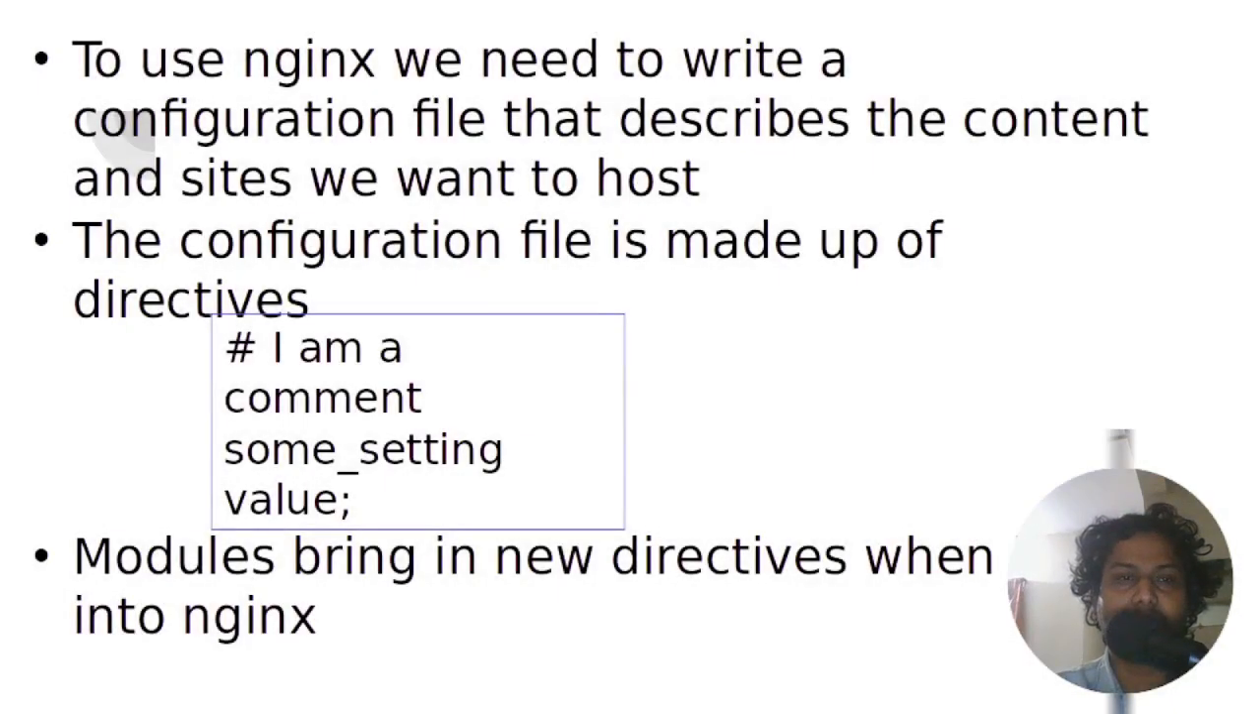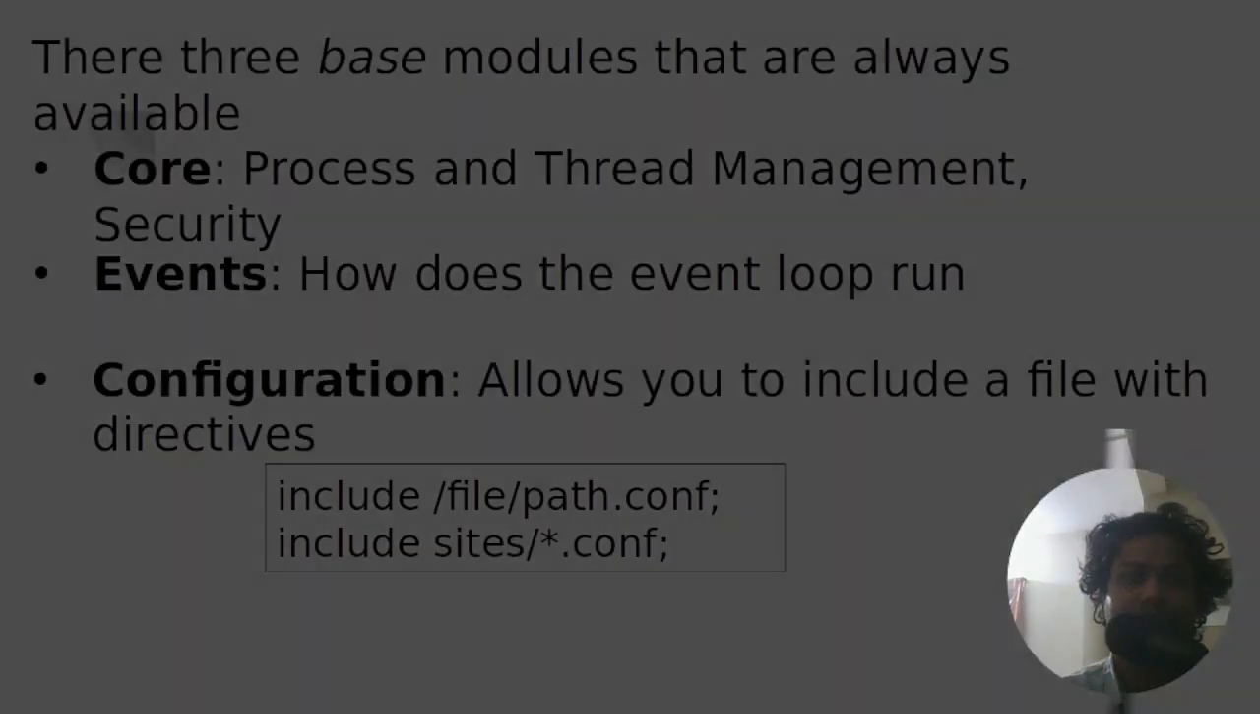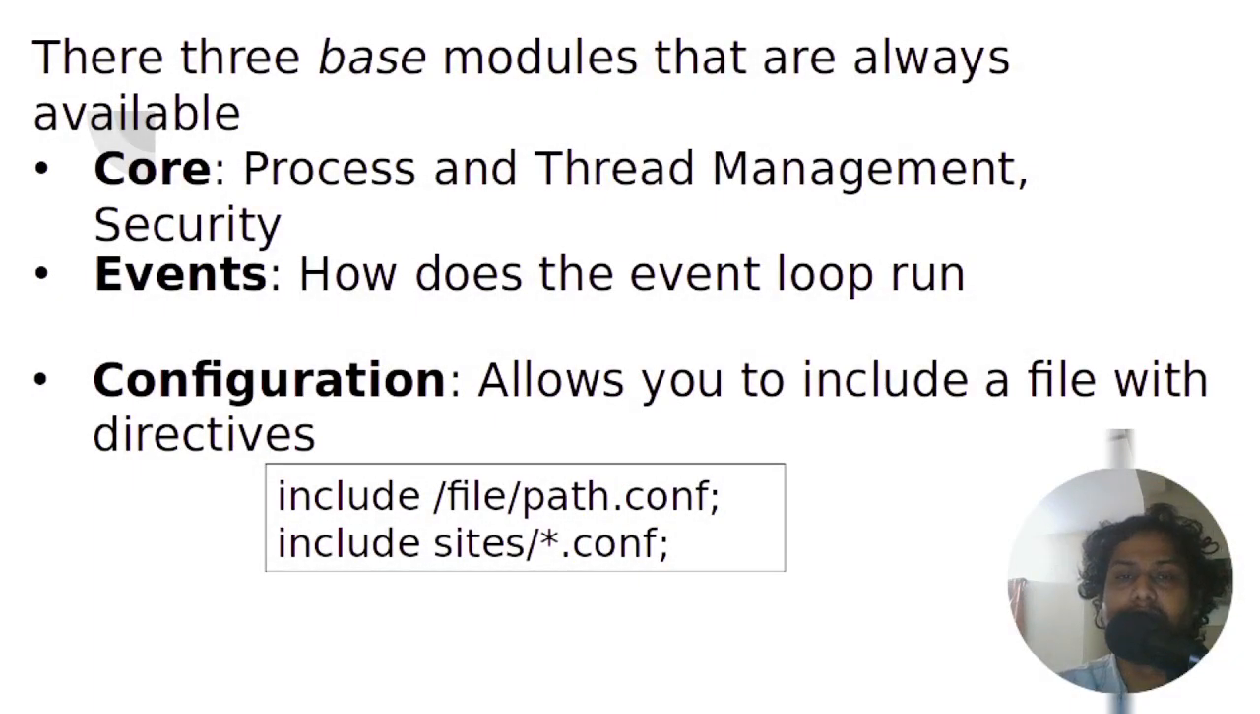To use Nginx, we need to write a configuration file that describes the content and sites we want to host. The configuration file is made up of directives, that means some values, and comments. Modules bring in new directives when linked into Nginx. Okay, there are 3 base modules that are always available, like the core module, event module, and configuration modules. We'll see some other configuration included in the root Nginx file, as I showed you in the previous video.